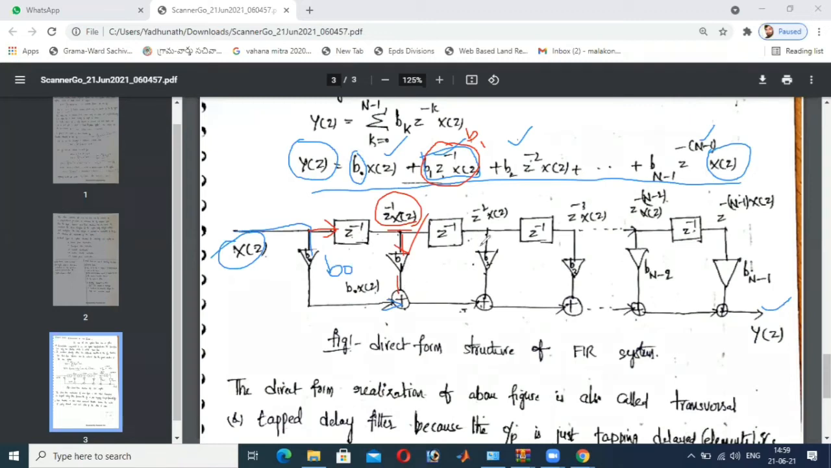The same scenario is repeated for each and every interval. For z power minus 2, this is the input for this delay unit. We can get z power minus 2 into x of z, z power minus 3 into x of z, up to the last unit, z power minus (n minus 1) into x of z. So we can add all those elements to the corresponding adders. Finally, we can get the y of z value.